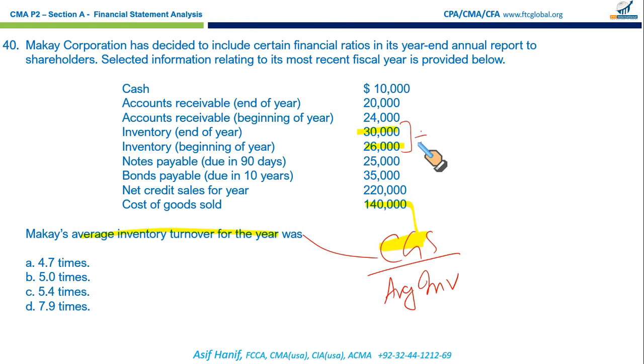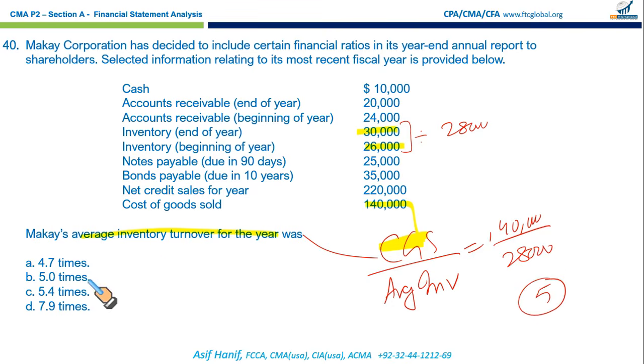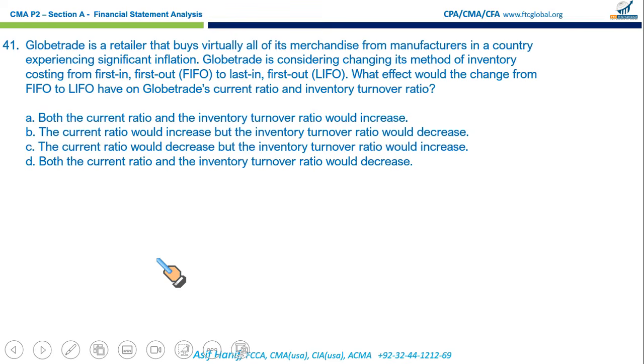30 plus 26, that's 56 over 2, 28,000. So your CGS is 140 and your average inventory figure is 28. So 140 over 28 gives you 5, perfect match for your option B. See, you save a lot of time. This question will take some time because you have to think about the information given.